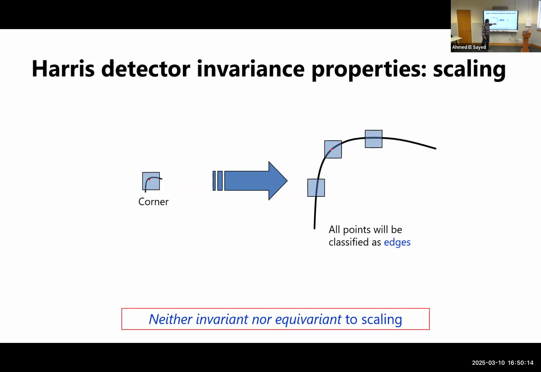Here, all of them are edges. This is a real corner. Here, it's an edge more than a corner. So we can't guarantee any invariance or equivariance against the scaling for the corner. That's why we can say that it's neither invariant nor equivariant to scaling. So the Harris detector can suffer from a big problem when the image scale changes.